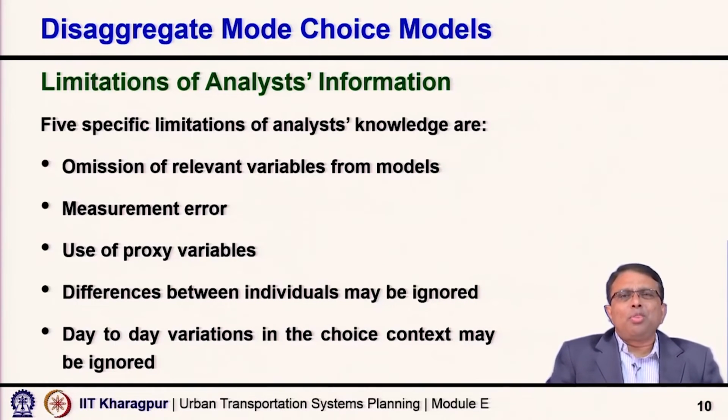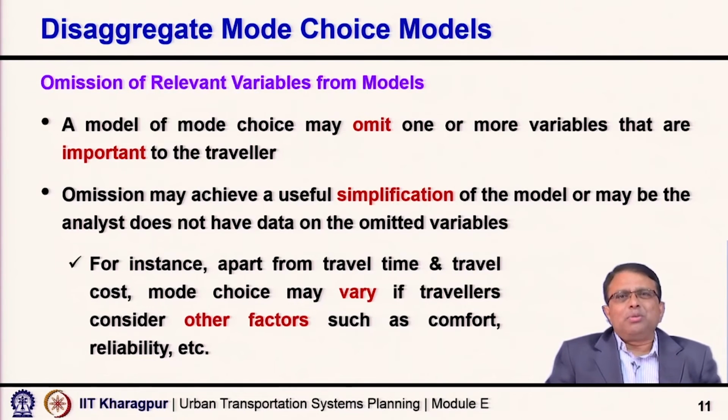So, all these are reality, but it is not possible for the analyst to correct all these problems, right. Let us have a little more discussion about each of these. First, coming to omission of relevant variables from the model. A model of mode choice may omit one or more variables that are important to the traveler.